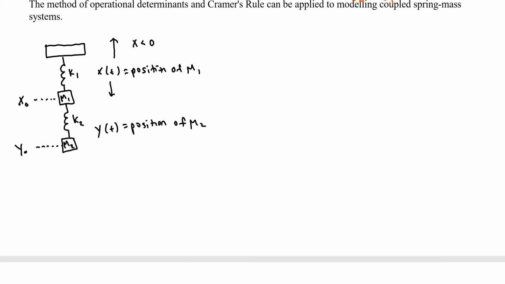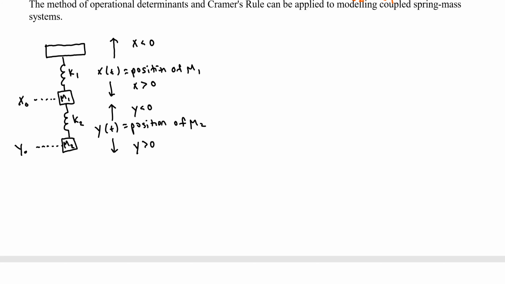Don't forget that motion above equilibrium position indicates a negative value for X. Below, where the spring is elongated, is a positive X, and the same thing for Y. If Y moves above its equilibrium position, that compresses the spring. Y is less than 0, and below, Y is greater than 0.